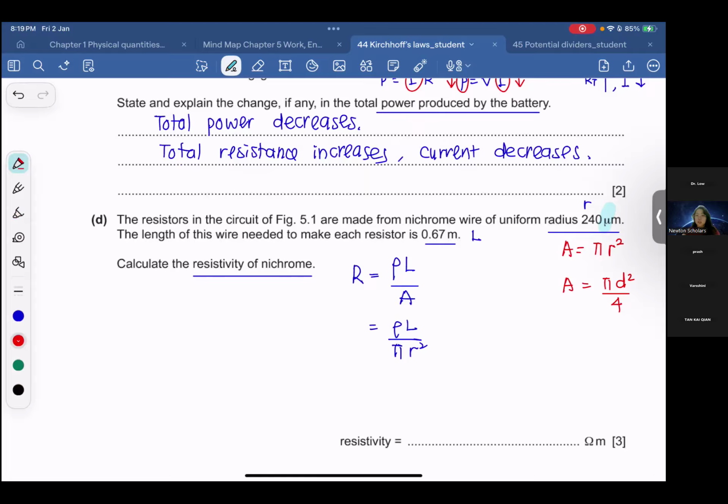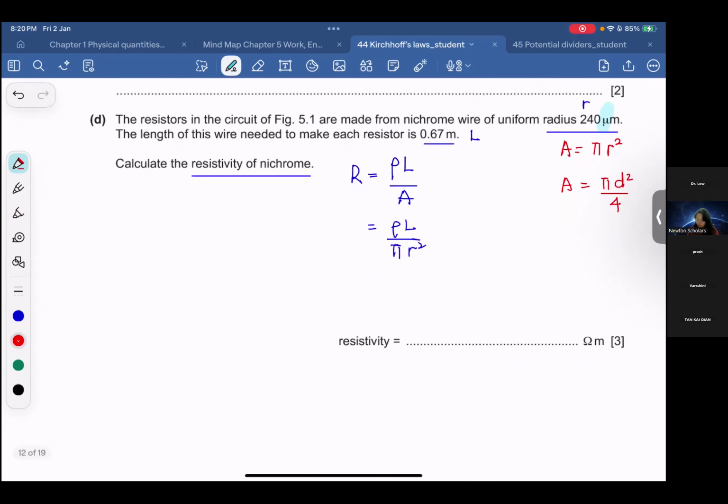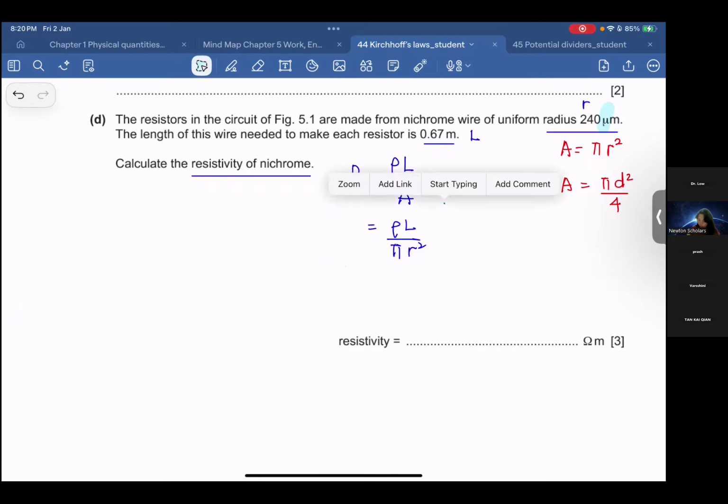Cannot. Prasan, correct, very good. Formula, substitution, final answer with unit. Vashini, correct. Very good. So we give others some time to try. The rest of you have to try. We are waiting for you.